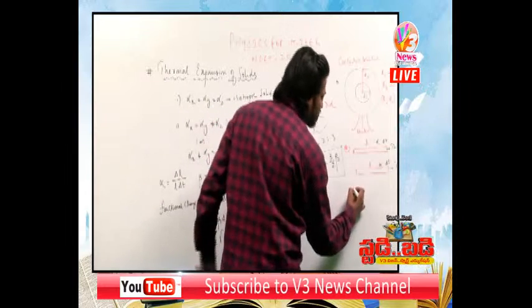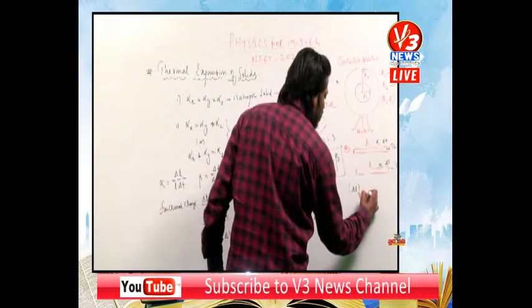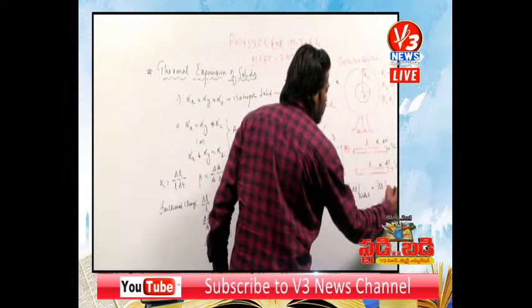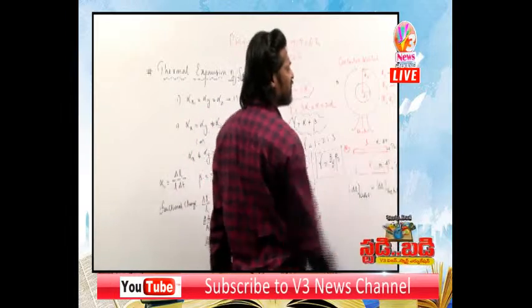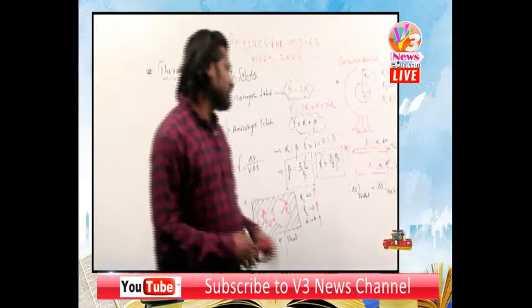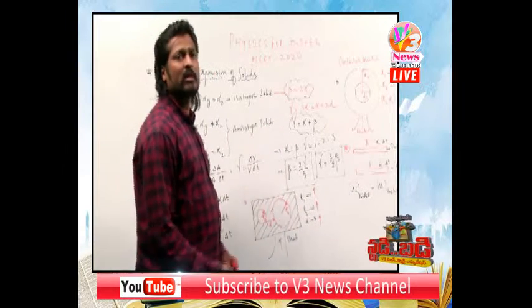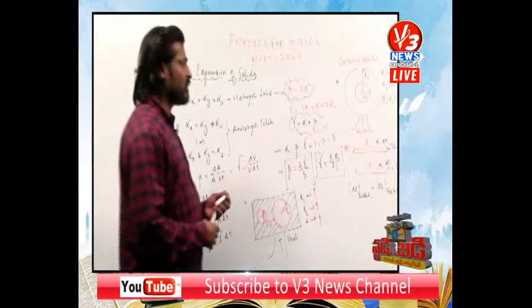So can I say that the expansion of the thin rod will be equal to the expansion of the thick rod, because it is made of the same material. The alpha value is also the same, delta T is also the same. That is the reason I can say that delta L of the thin rod will be equal to delta L of the thick rod. That means the expansion in both of them will remain the same.